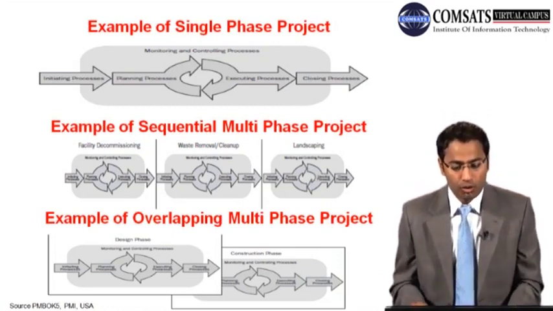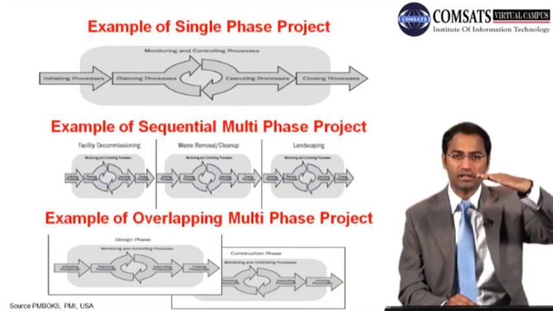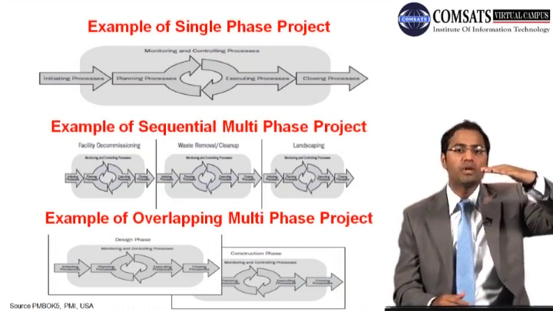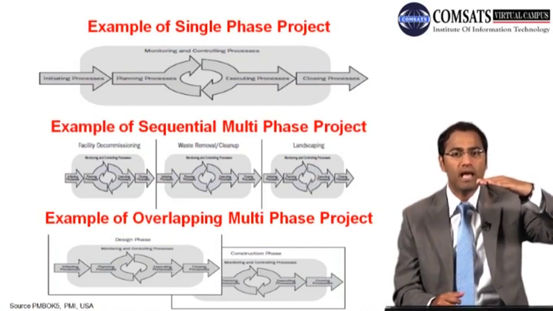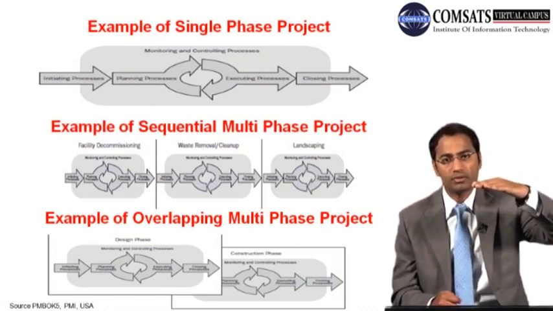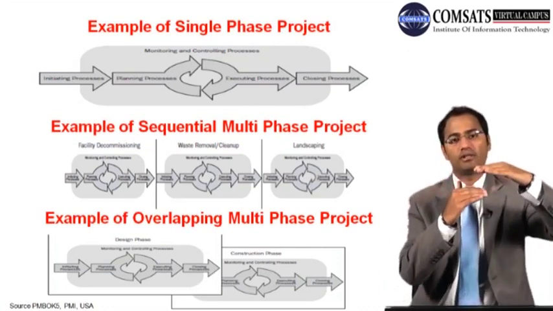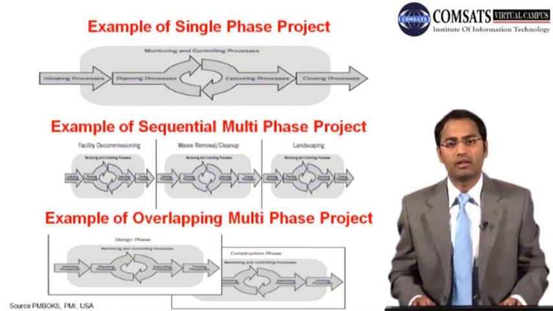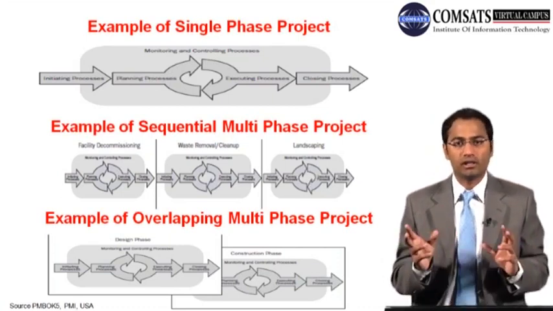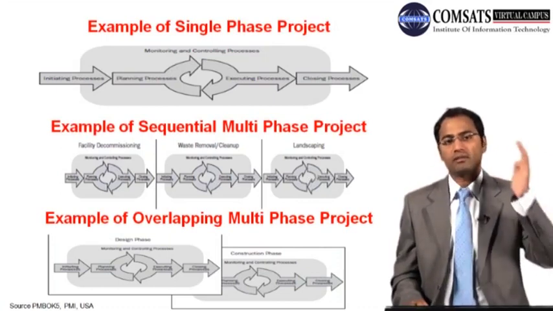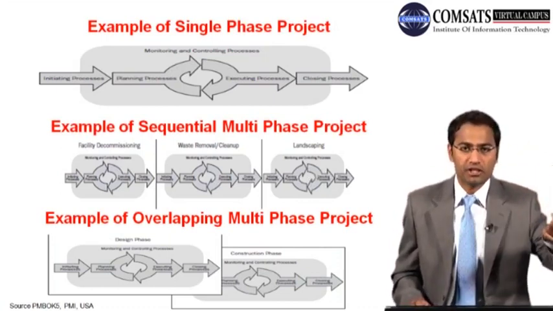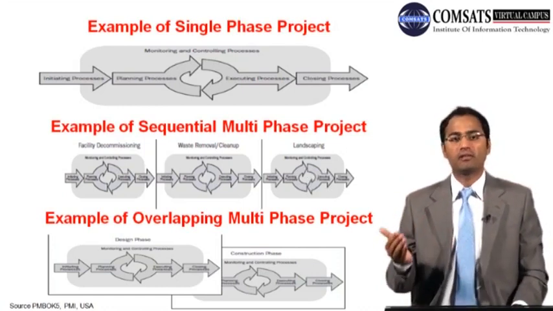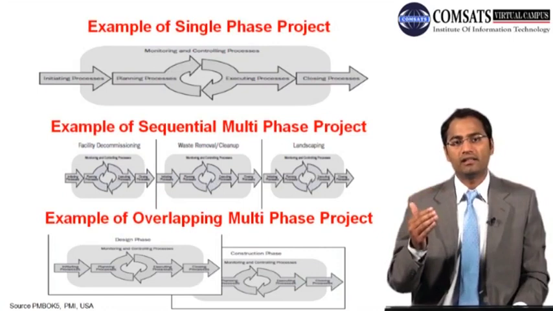And then comes the overlapping multi-phase project. This project is divided into 3 or 4 or 5 or 6 phases. Phase number 1 is underway. You have completed initiation and planning, and you are into execution. Then the second phase comes and is getting initiated. By that time phase number 1 is completed, and there may be a third, fourth, fifth or sixth phase, which is in closing, the phase number 3 in monitoring and control, phase number 5 in initiation, phase number 2 in planning, phase number 9 closed.